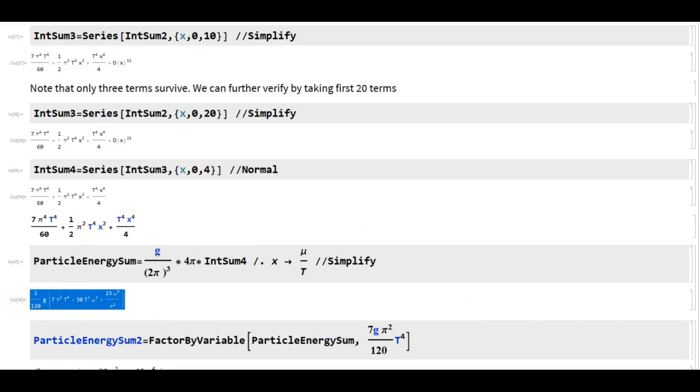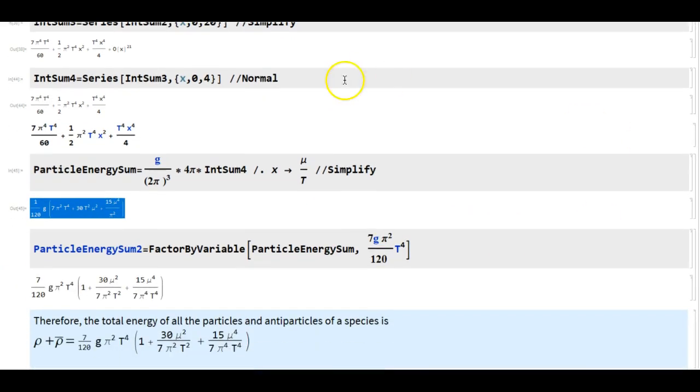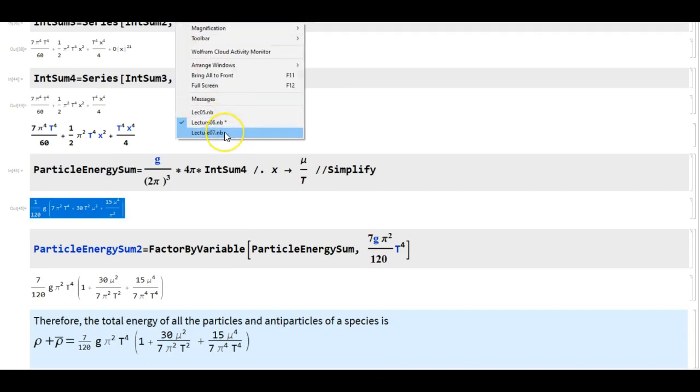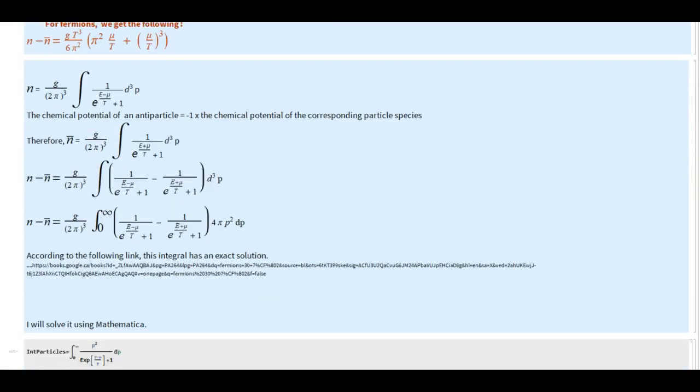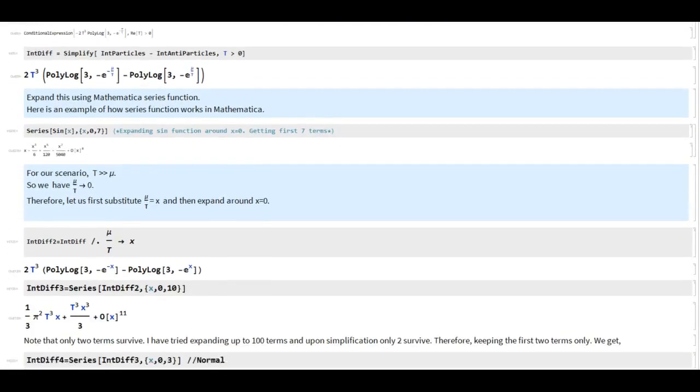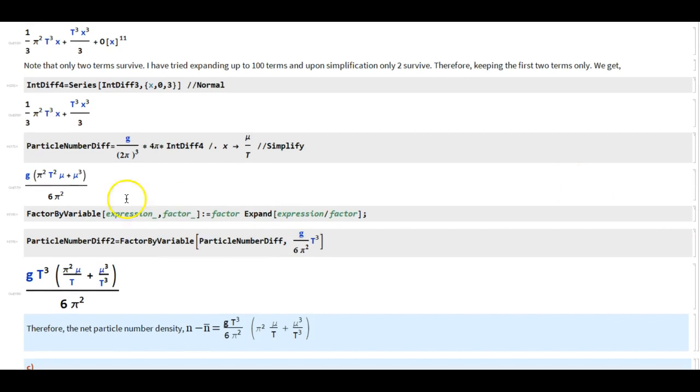Now I will use the previous function which I showed you in my last video, which was a custom function, in order to factor out a certain part from an expression. I wrote a custom function factor. It has two arguments: you write the expression and whatever you want to factor out, and then you can use this function to factor out some term from an expression.